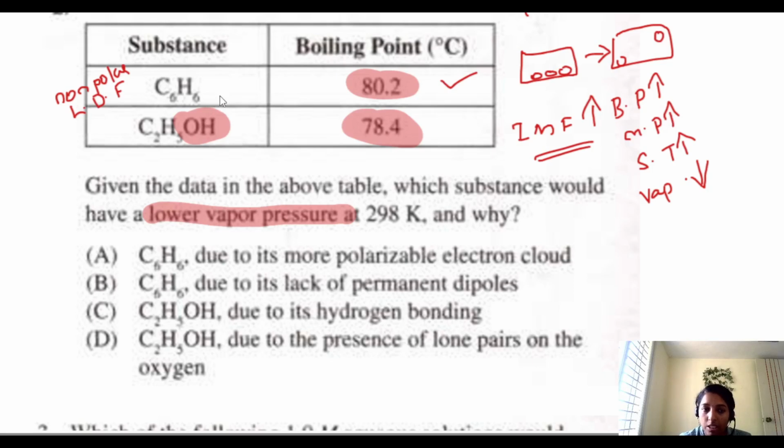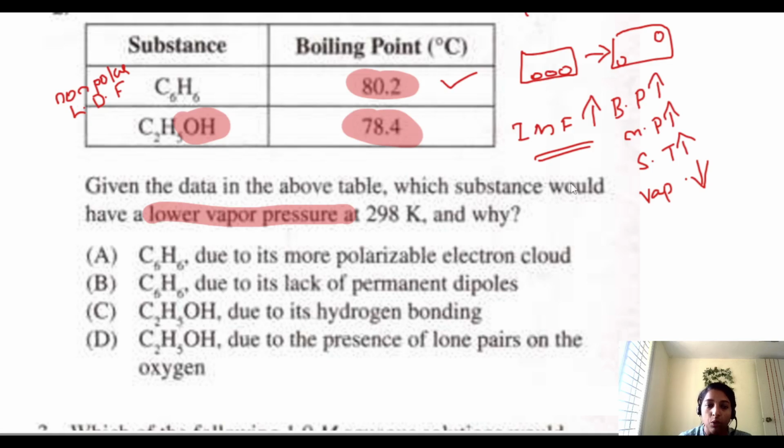High molar mass means high electron density. High electron density means they are easily polarizable. Easily polarizable means that's how LDF works. So higher molar mass means higher LDF. Don't underestimate LDF. So you have to answer: high boiling point, C6H6.